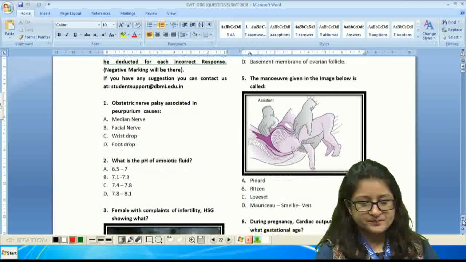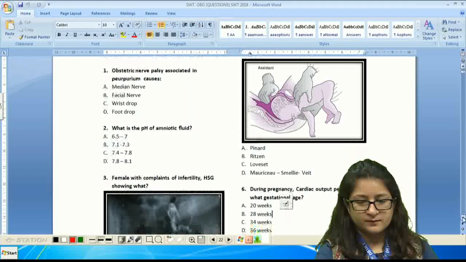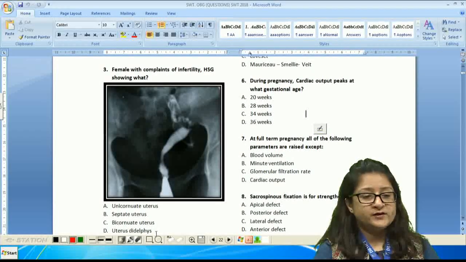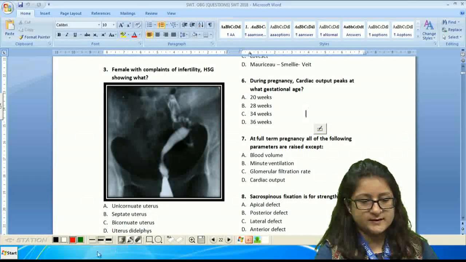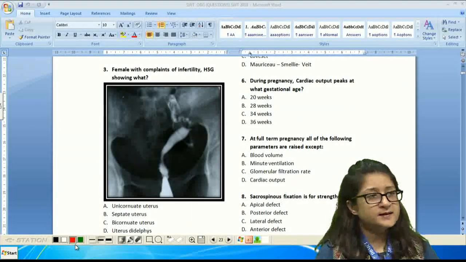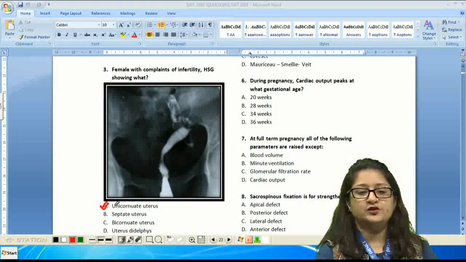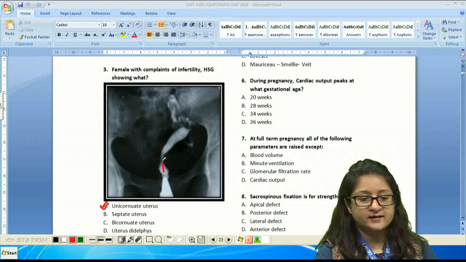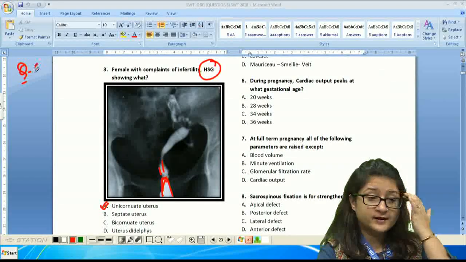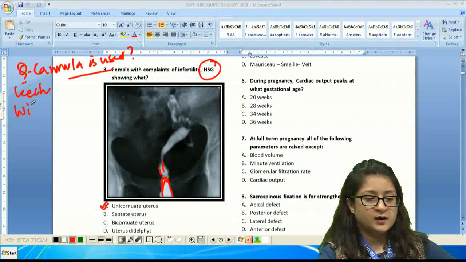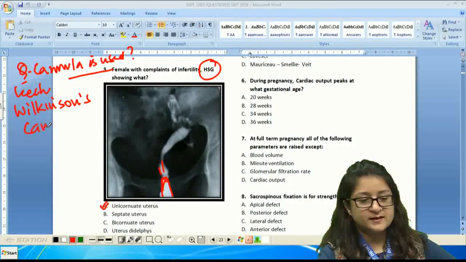Question number 3. A female complains of infertility, and HSG is showing what? Now this is a simple figure, and the answer to this question is a unicornuate uterus. This is the Leach Wilkinson's cannula. Very importantly, another question we can answer from this is which cannula is used usually. The cannula that is used is called the Leach Wilkinson's cannula.